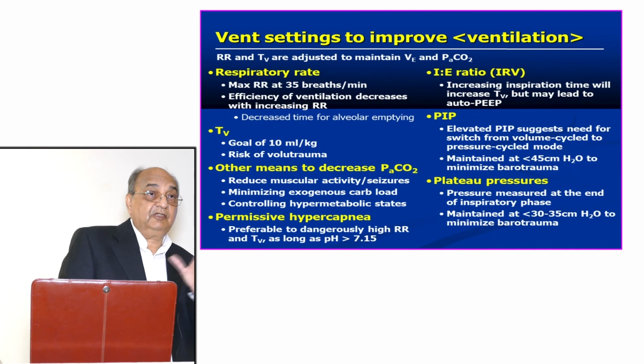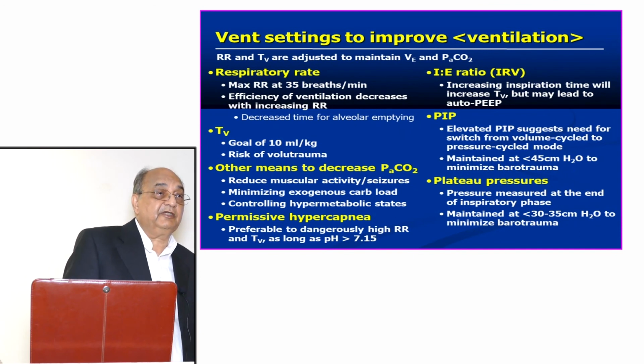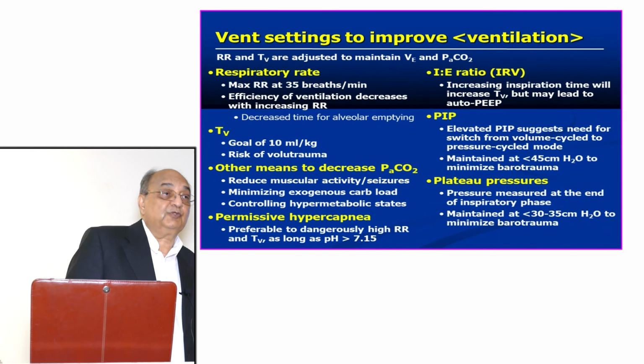So when you think about ventilation, you think about the carbon dioxide, you think about the respiratory rate, you think about the tidal volume. Accordingly, you adjust it. Having a high CO2 above 40 means you are taking the patient into respiratory acidosis. Having a low PaCO2 means you are taking the patient into respiratory alkalosis.